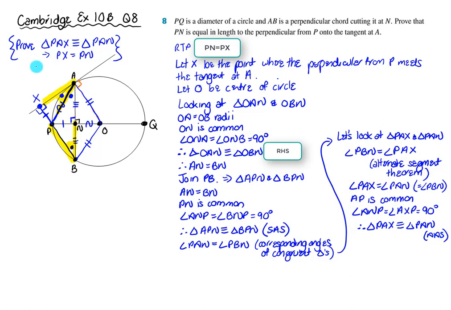And as we started with, we knew that if we could prove those two triangles congruent, then PX equals PN. So therefore, PX equals PN, corresponding sides of congruent triangles. And that is our proof done.